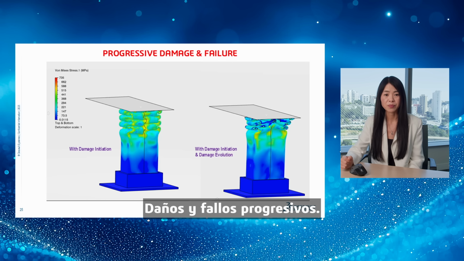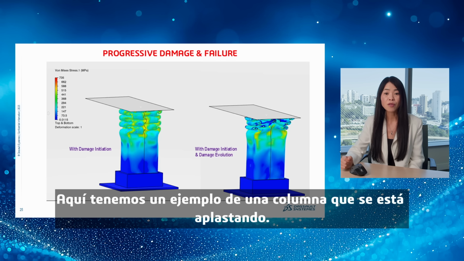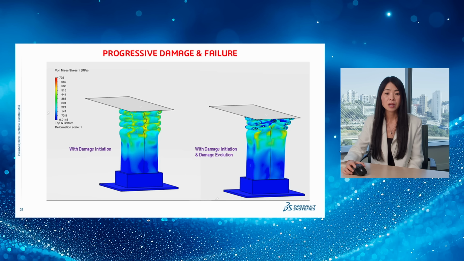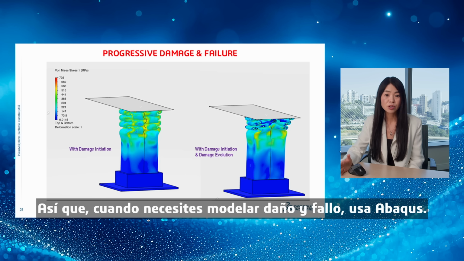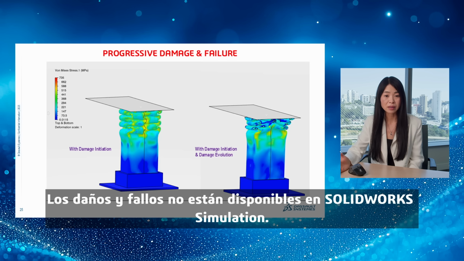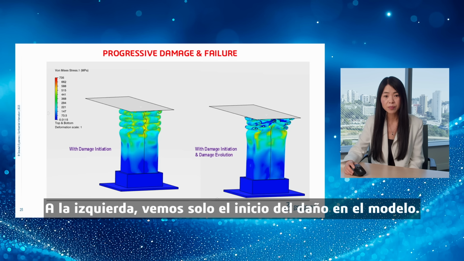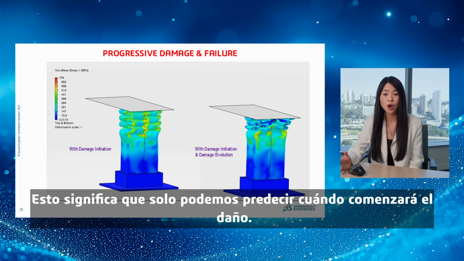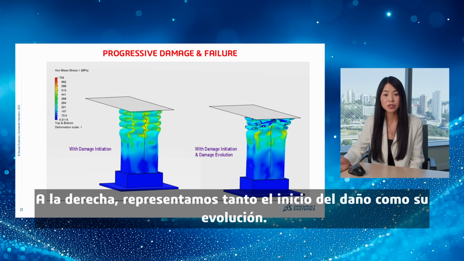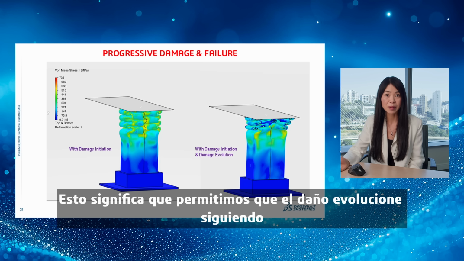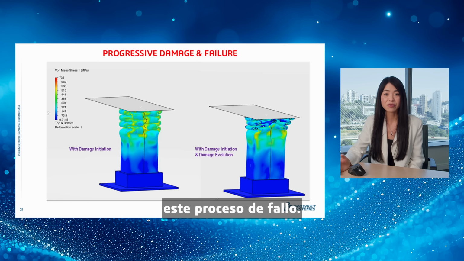Progressive damage and failure. Here we have an example of the crushing of a column. So when you need damage and failure, use Abaqus. Damage and failure are not available in SolidWorks Simulation. On the left, we model damage initiation only. This means we only predict when damage starts. On the right, we model both damage initiation and damage evolution. This means we allow damage to evolve following that failure process.